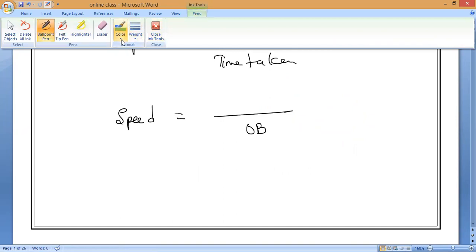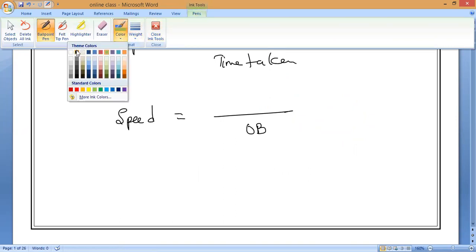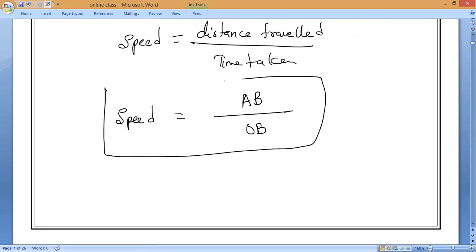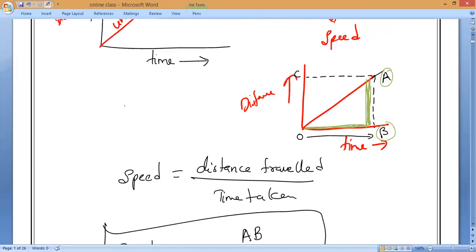If you want to find the speed from time and distance graphs, then what you have to do, guys? We have to take the slope of that. That's all. So speed of body is equal to AB by OB. Is it okay, Vardhani, Gokul, Tanishkar? Yes, sir.